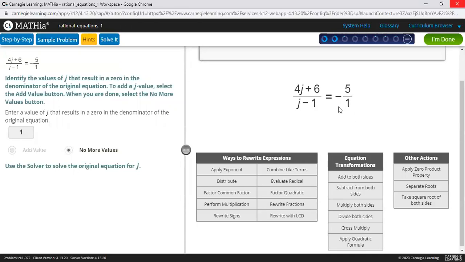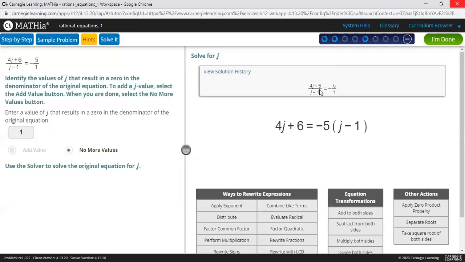So in this equation, I've noticed that on both sides, there's no addition or subtraction of fractions or rational expressions happening. I have one rational expression on either side. So right away, I want to go to cross multiply. So let's see if it allows us to cross multiply. It does, okay? And it actually does it for you. So it multiplied the 1 times the 4j plus 6, and then the negative 5 times the j minus 1.